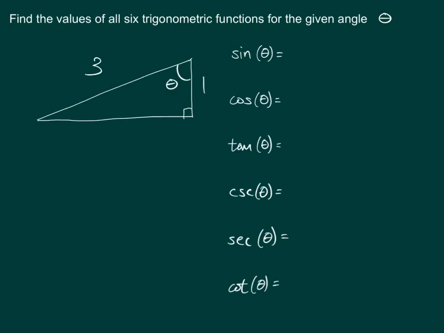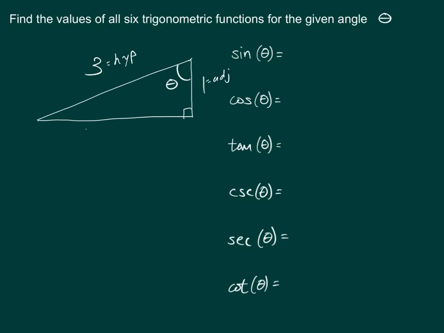Find the values of all 6 trigonometric functions for the given angle. So here again, you can see that there is a triangle. In fact, it's a right triangle. Here's a 90-degree angle. And we're asked to find sine, cosine, tangent, cosecant, secant, and cotangent of this angle. So let's do a little bit of labeling here. I know that always this angle is made up by the two sides that would be the hypotenuse and the adjacent side. So I'm just going to label that really quick, the hypotenuse and the adjacent.